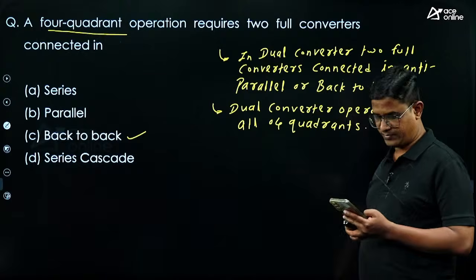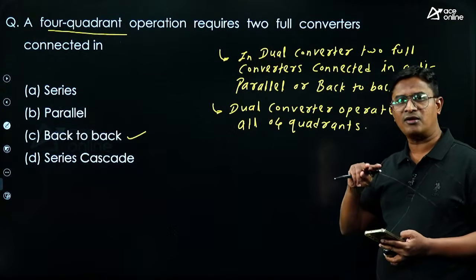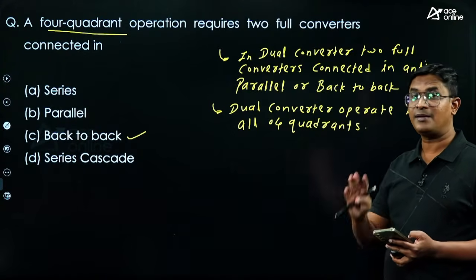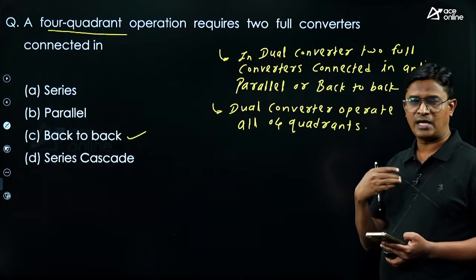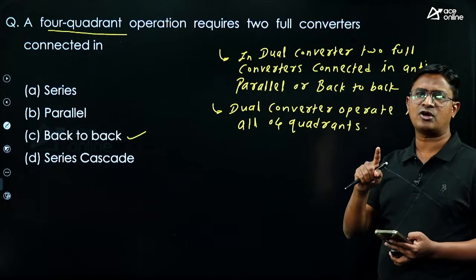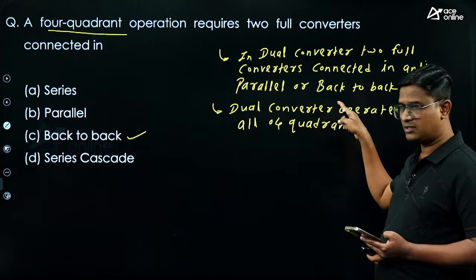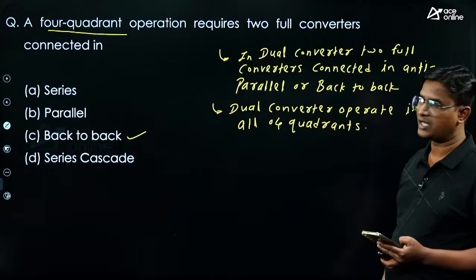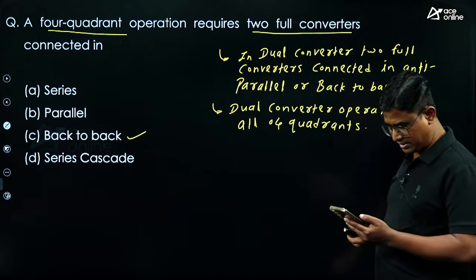Yeah, option C. One more converter we are having that also operates in all 4 quadrants. That is a type E chopper. In DC to DC converter we are having the chopper, types of the choppers based on quadrants of operation. Your type E chopper also operates in all 4 quadrants. But this question is related to dual converter, okay? Because they are saying 2 full converters, means it is a dual converter again, right? Next.